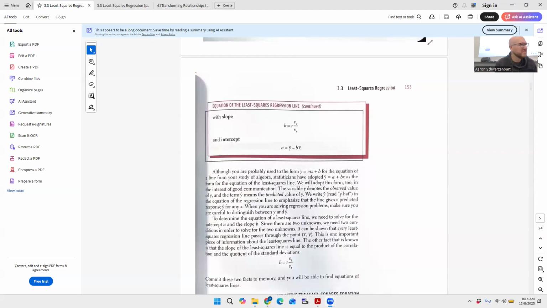Okay. So, you guys know your calculator can do a least squares regression line. You also know that you can linearize nonlinear data. And I had given you questions out of this book last year.